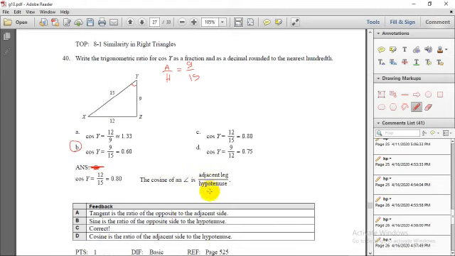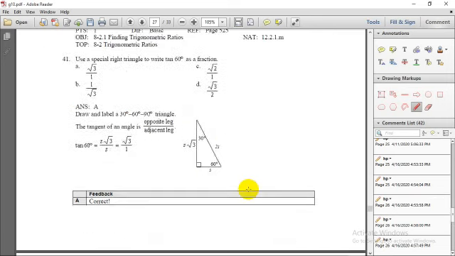Again, adjacent over hypotenuse. Adjacent, which is the side beside it, over hypotenuse. Okay, so this answer is not right. This answer is right. Okay, very good.